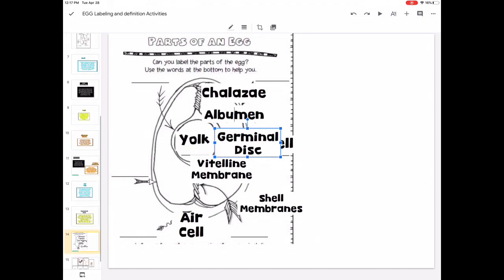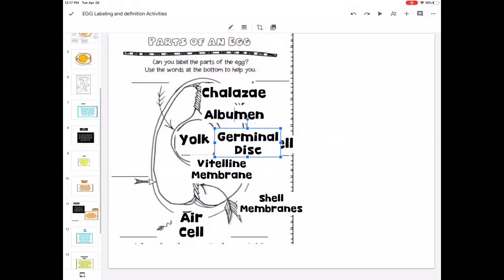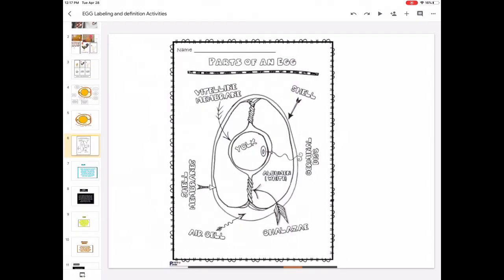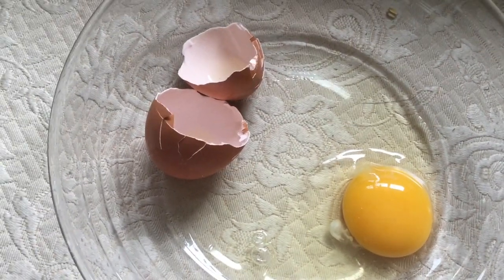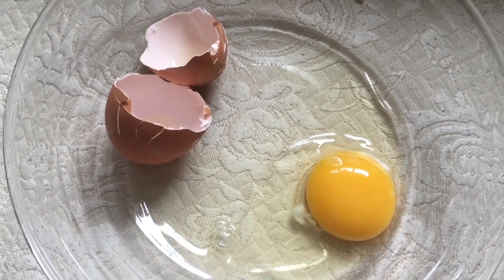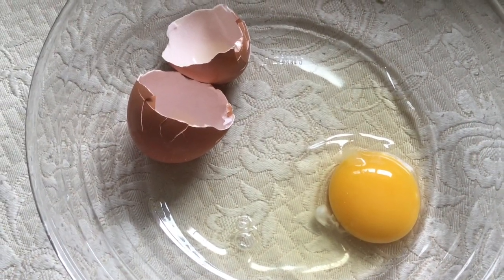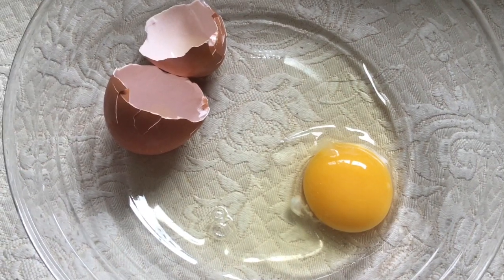Awesome. Well, I think you guys have really learned your parts of an egg, and I think we got all the answers right. Check that out. Good work, everyone. Okay, here's that egg again. Why don't you crack an egg in your own house, and not on the floor, but in a bowl, and see if you can identify the parts of an egg now that we've talked about them.